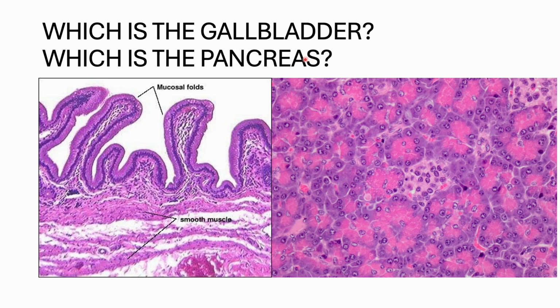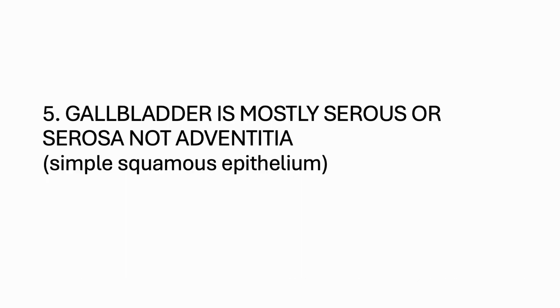So which is the gallbladder, which is the pancreas? You can tell because it has folds. So this is the gallbladder there in its mucosa. The fifth fact we have to know is that the gallbladder is mostly serous or serosa, not adventitia.